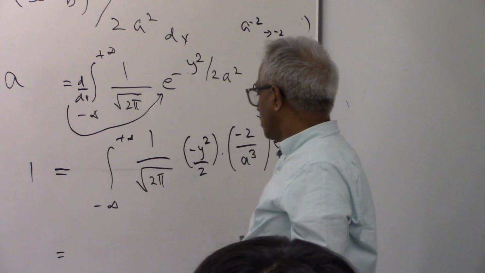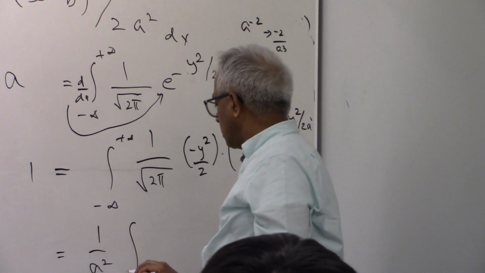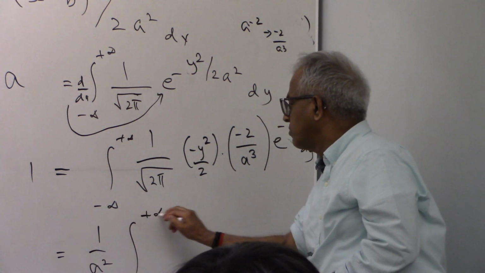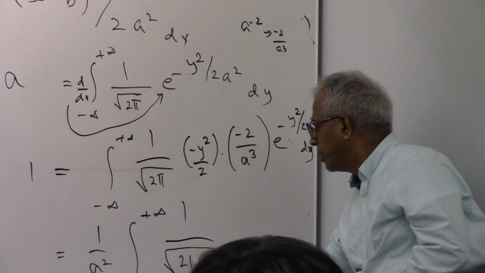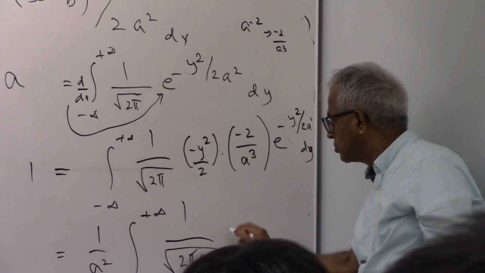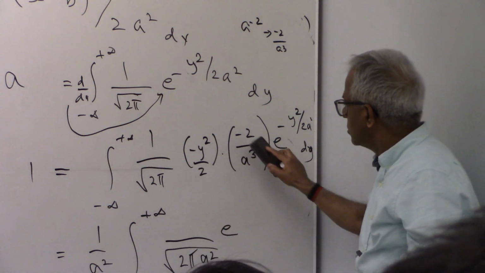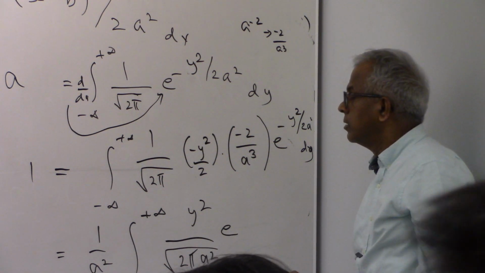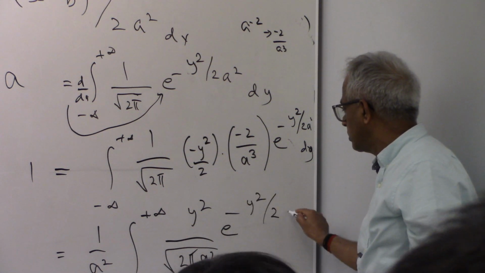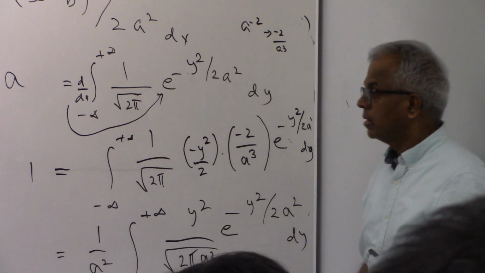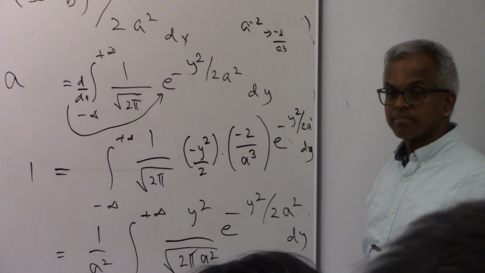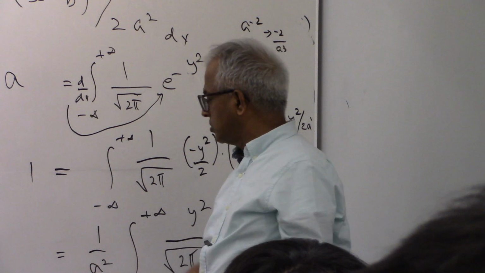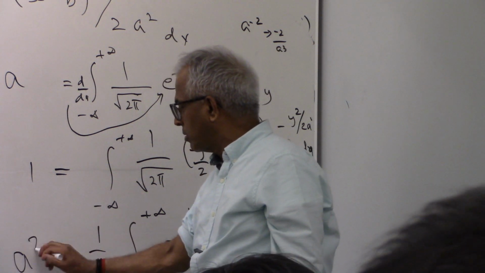So this is now, I'm going to pull out an a squared outside. And then I have the integral from minus infinity to plus infinity of 1 over square root of 2 pi. There is an a here, I'm going to put it here as a squared. And this 2 and this 2 are gone, so I have y squared, and e raised to minus y squared over 2a squared dy. Right? This is equal to 1. So this equals this, 1 is equal to this. So I can take this a squared, and if you want, I get a new identity.